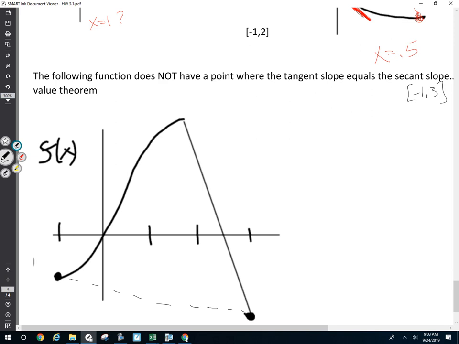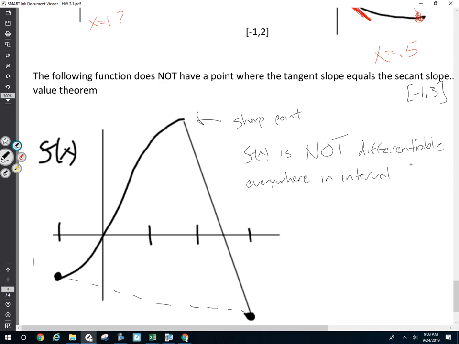Why does this not defy? Well, I look at this point right here. This is a sharp point, which means f of x is not differentiable everywhere in the interval. Therefore, the mean value theorem might work, but it might not. The mean value theorem cannot be applied.